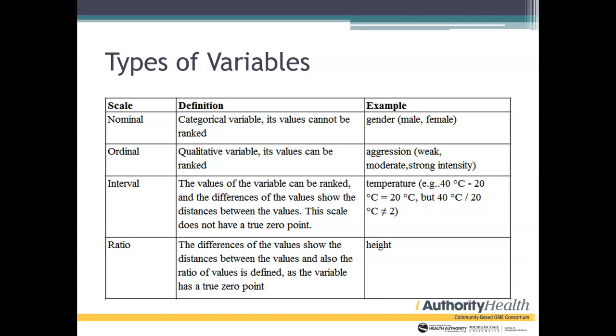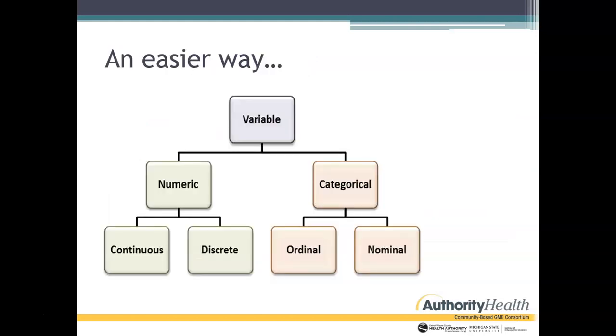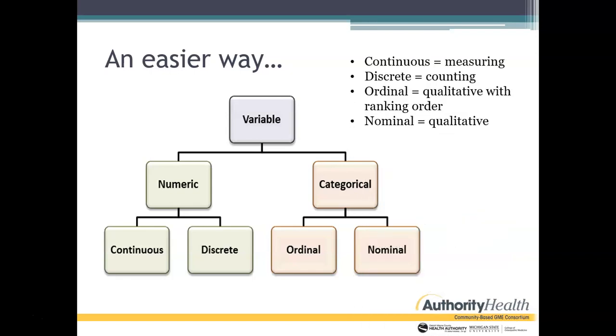Intervals. So here we get into our numericals. Interval is just the value of the variables can be ranked, and the difference shows the difference between the values. So there's no 0 point. So we talk about temperature. And then ratio is the values can be ranked, but also there's a true 0 point. So one thing we think about, of course, is height. And we look at this continuous versus discrete. Discrete is something you can count, and continuous is something you can measure. So these are basically the 4 variables. Oh, and there's our cheat guide everyone can look at.